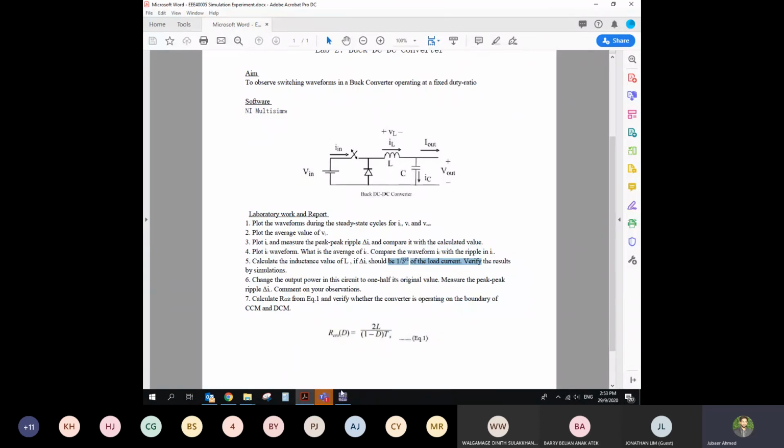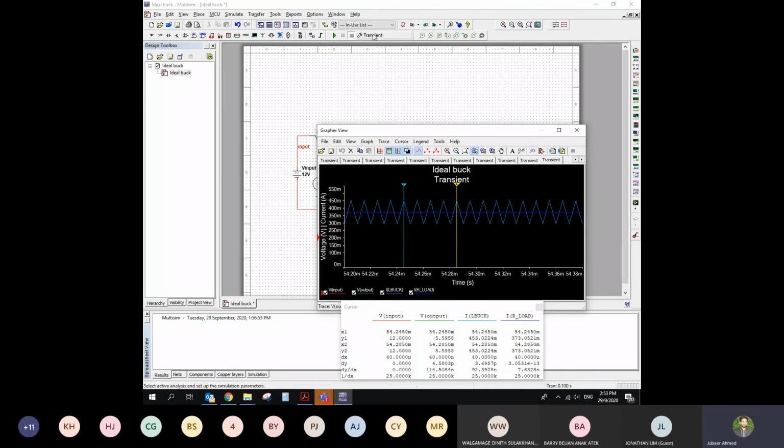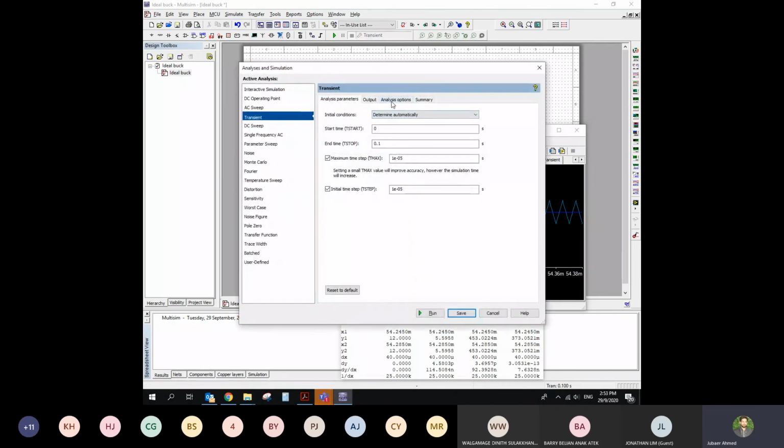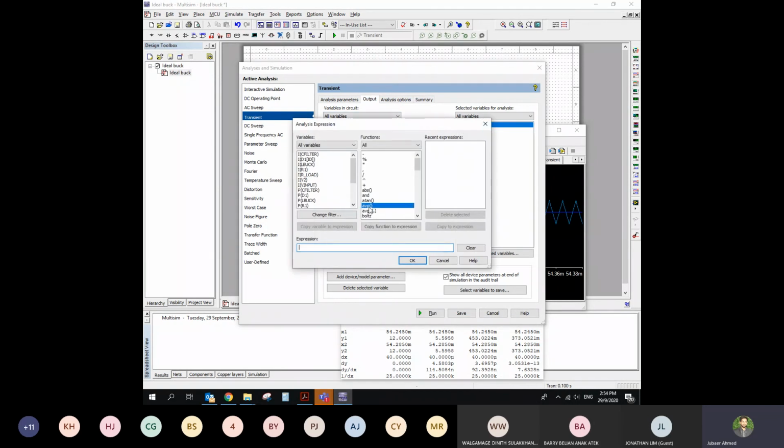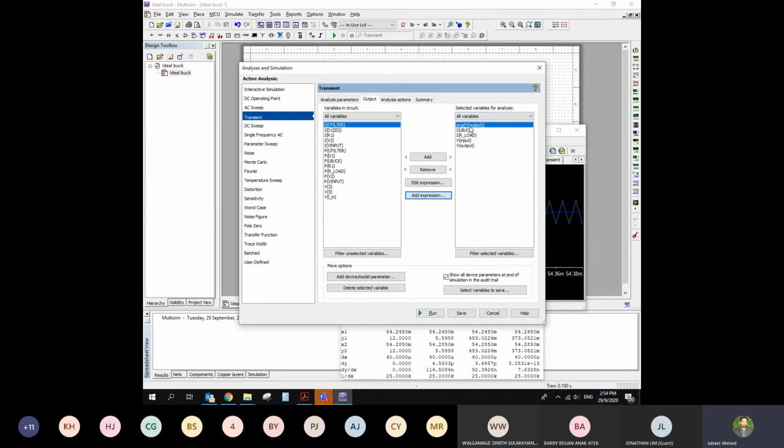The average value of VL, as I told you, if you want to plot the average value of VL, you have to make the transient output side, add expression, say this is the average. VL means load, so average, then V output. So you can see we can plot the average V output here.